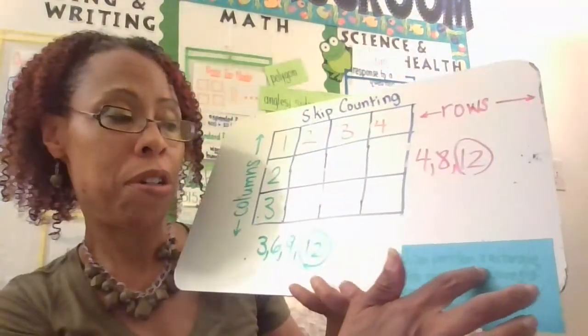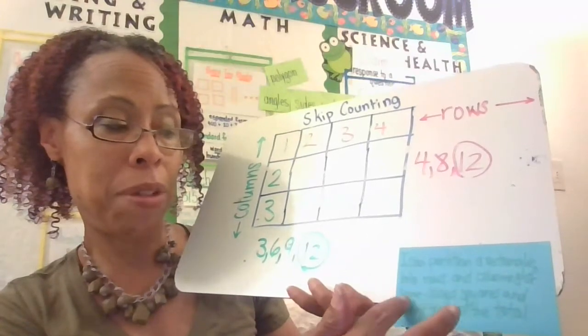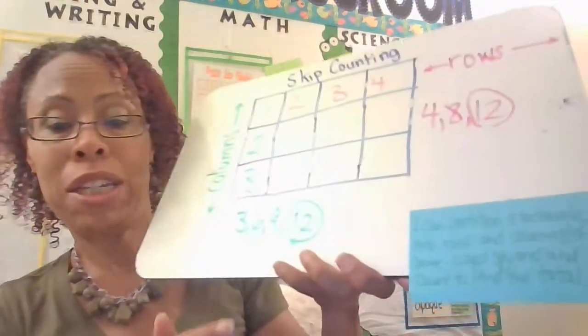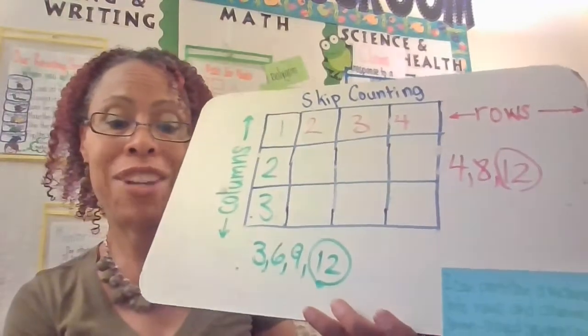We look forward to you partitioning a rectangle into rows and columns of same size squares and skip counting in this case, to find the total.